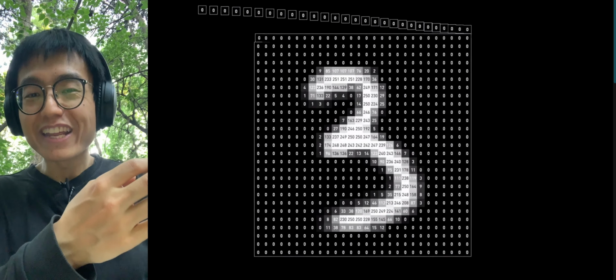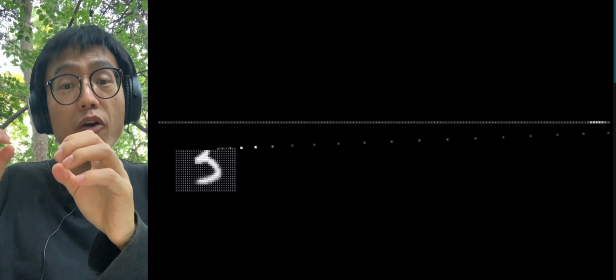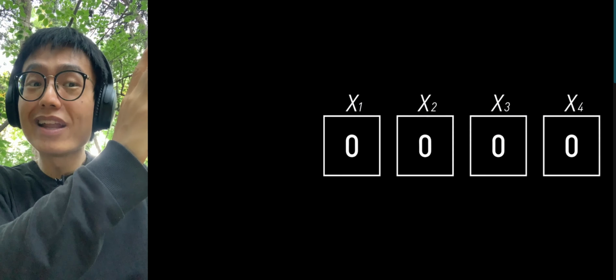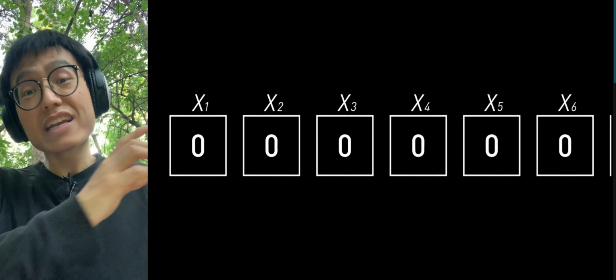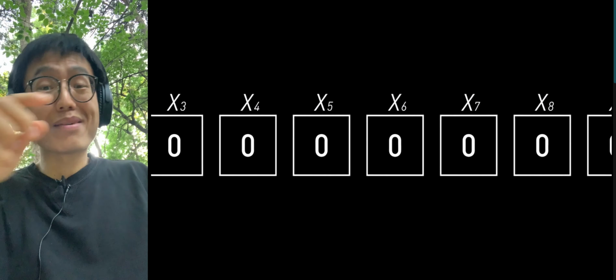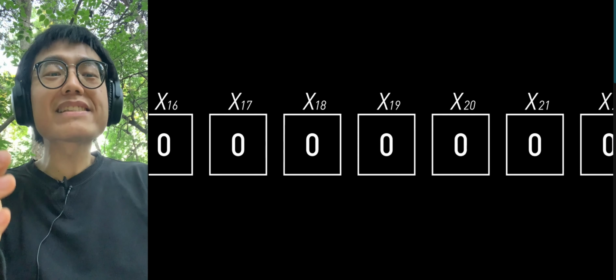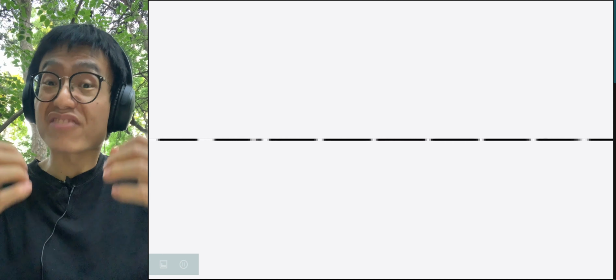Taking the number 3 as an example, we record grayscale values of these 784 pixels from the pixel in the upper left corner. x1 equals 0, x2 equals 0, x3 equals 0, x4 equals 0, and so on. I won't read them all one by one. Let's skip to the end. The resulting 784 xi can form a vector.